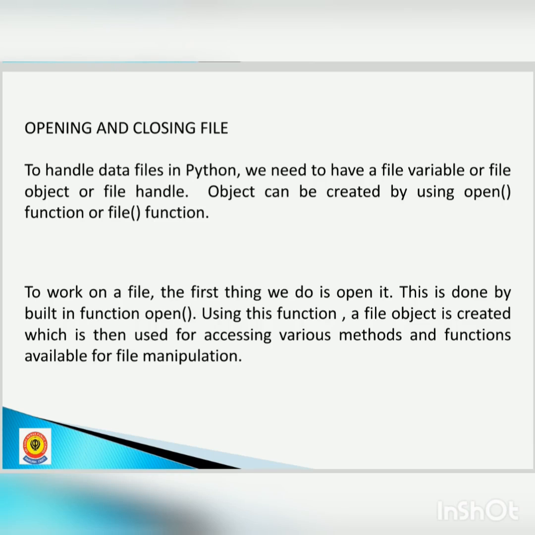In Python, to open or close or read or write, we have to create file object, because without file object we can't open the file, we can't read the file, we can't close the file, we can't write the file. So file object is created by using the inbuilt open function.